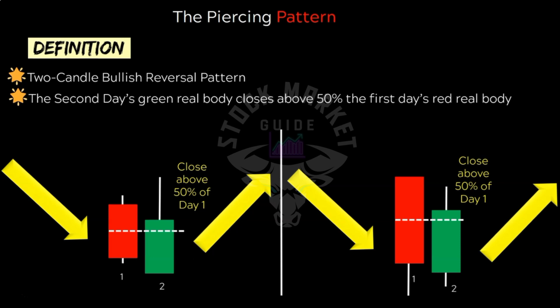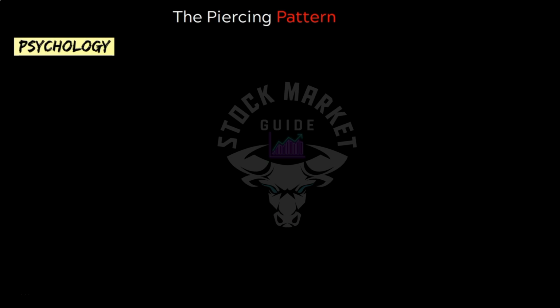Important point here is to note this green candle which opens below the close of previous candle but closes above this 50% dotted line. Friends, hope the concept is clear to you and you can easily identify this on your charts. Let's now look at the psychology behind formation of this pattern and why it leads to reversal.